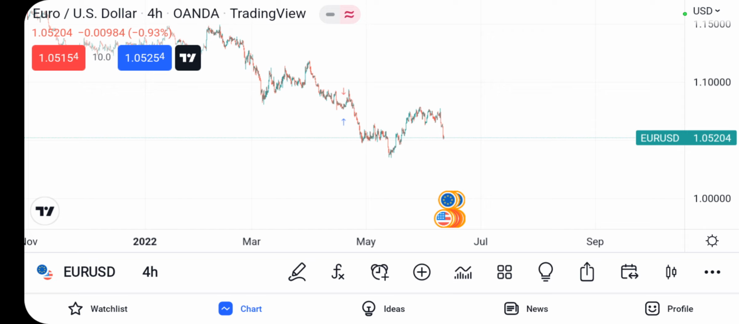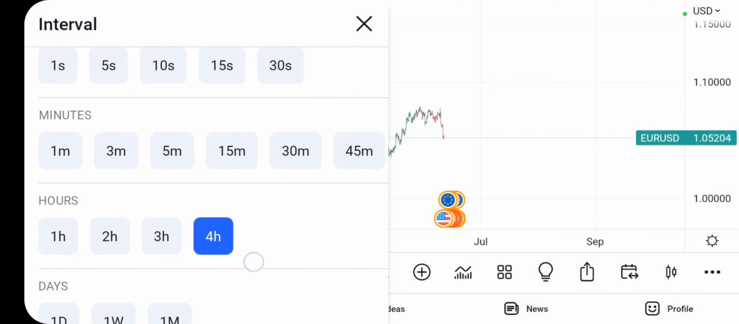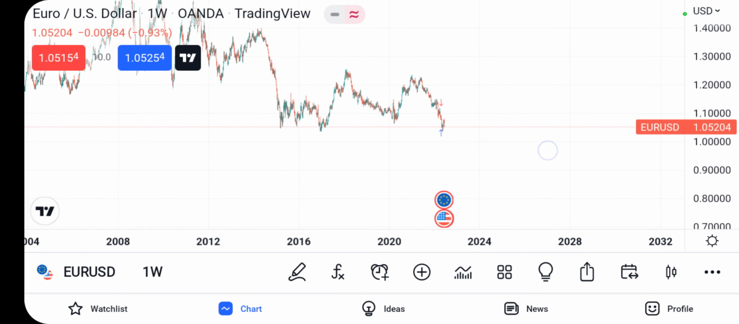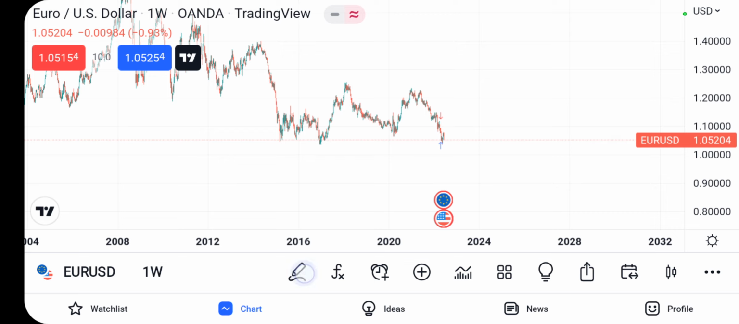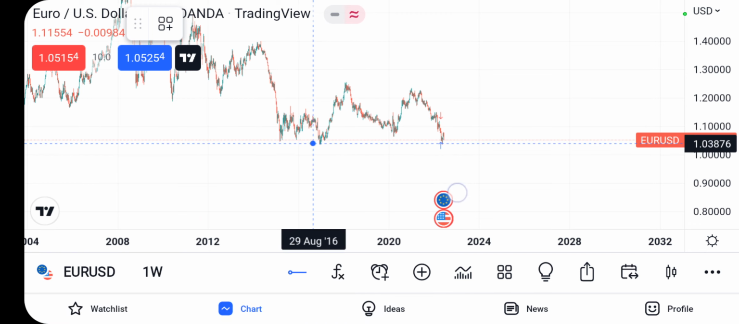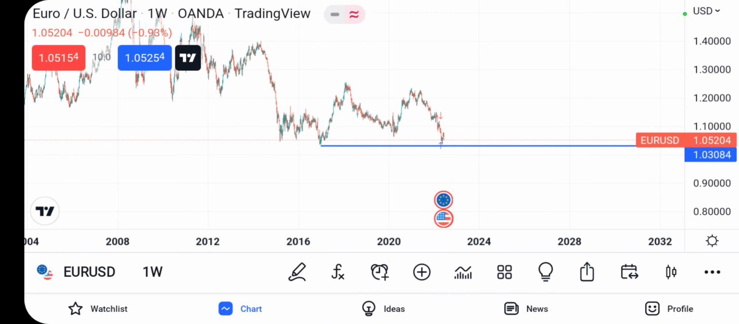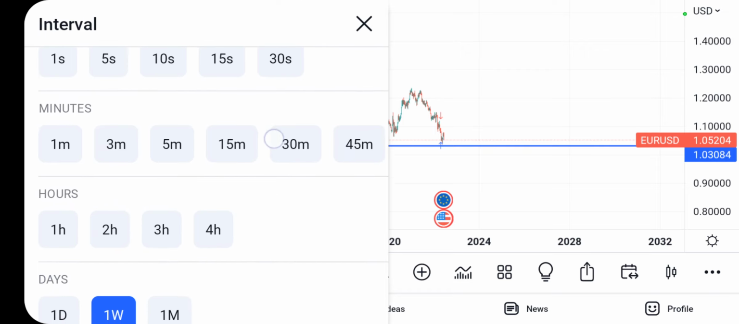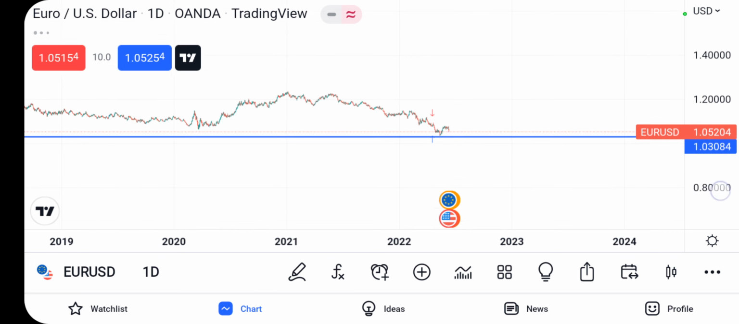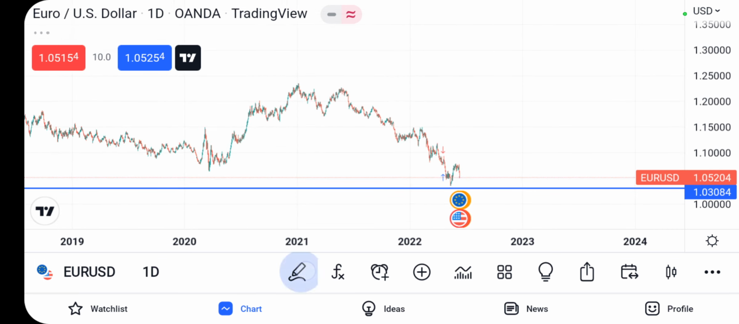So now I'll start with the weekly so that people who didn't see my last video will understand why I took a buy there. I'll take my horizontal ray. This is a clean double bottom, guys, on a bigger time frame. As I see, the bigger time frame is pushing to the upside, so I have to go down and check what's happening on the smaller time frame, I mean on the daily time frame.